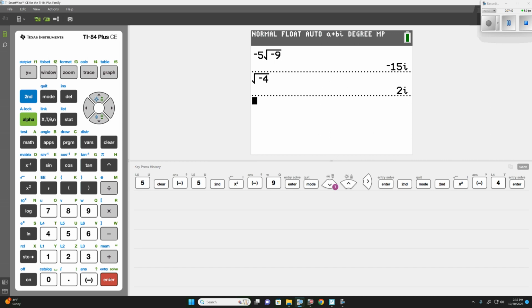So here it says real instead of A plus Bi. Mode, and if you... because if A plus Bi is not selected, it's going to say that it has an error. I forgot the top A plus Bi doesn't show up on the graphing calculators.